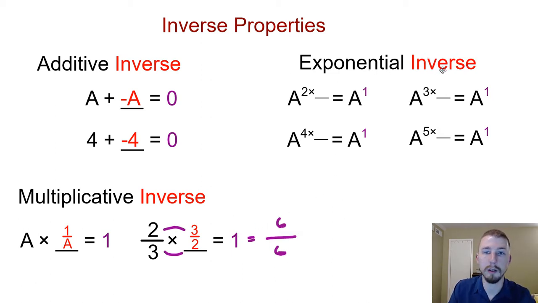Then the exponential inverse is going to try to get the exponent to a 1. So if we have a squared, how do we undo a square? Well, we undo it with a square root, which is the same thing as the 1/2 power, because half of 2 is 1, right? Then if we have a cube, how do we undo a cube? Well, we do the cube root, which is the same thing as the 1/3 power. 1/3 of 3 is 1. Same thing with a fourth power, that would be the 1/4 power. And same thing with anything to the fifth power would be the 1/5 power of that, or the fifth root, which would undo that as well and get it back to the exponential identity, which would be 1.